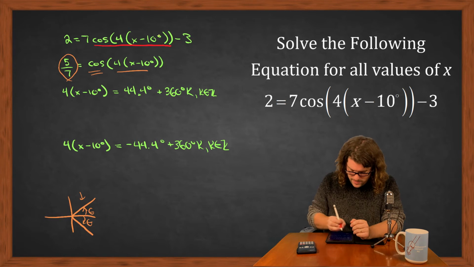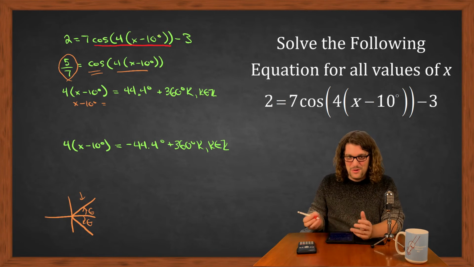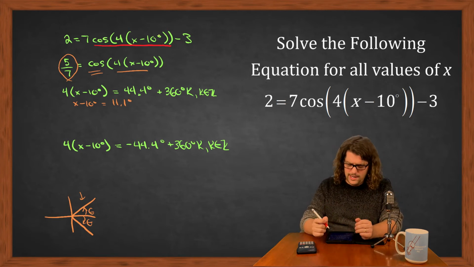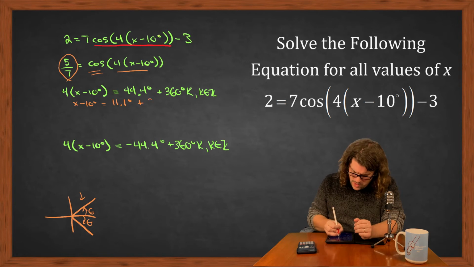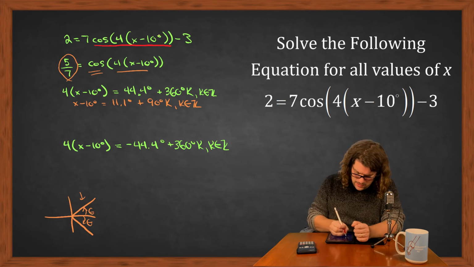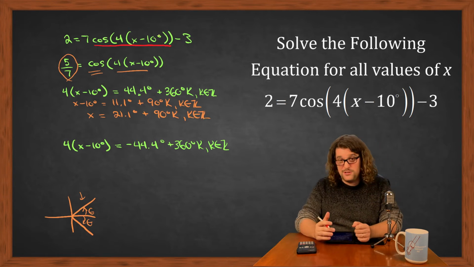I'm going to divide both my sides by 4 to leave me with x minus 10 degrees is equal to, ooh, that worked out really well with the rounding. So 44.4 degrees divided by 4 will give me 11.1 degrees. But I have to divide the whole right-hand side by 4, so I'm going to get as well 90 degrees, still times the k, where k is an element of the integer number system. I'm going to keep going and add 10 degrees to both sides of my equation and get that x is equal to 21.1 degrees plus 90 degrees times k, where k is an element of the integer number system.